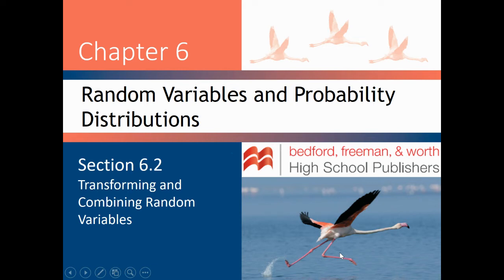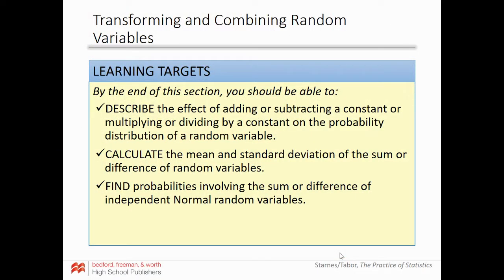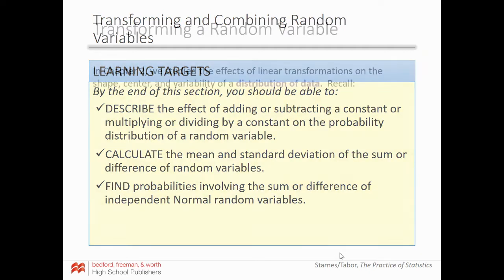All right, hello everyone. This is 6.2, transforming and combining random variables. So our learning targets are to describe the effects of adding or subtracting a constant or multiplying and dividing a constant on the probability distribution of a random variable, calculate the mean and standard deviation of the sum or differences of random variables, and find probabilities involving the sum and difference of normal random variables.